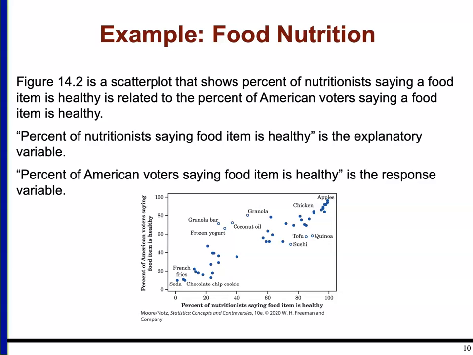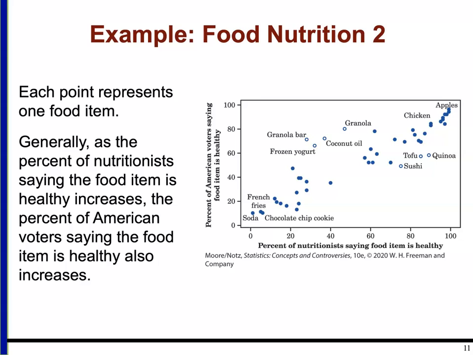But if you look at something like a granola bar, we can see here that nutritionists are ranking that pretty low. It's only at about 25 or 30% of nutritionists who say that a granola bar is healthy, whereas for Americans, it's somewhere around 75%. So there's a huge discrepancy: nutritionists think that granola bars are not very healthy, but the perception for Americans is that it is healthy. Same with granola. We also have, as Americans, a much higher perception of granola being healthy. And then on the other side, things like tofu, quinoa, and sushi, nutritionists say that those are a lot healthier than Americans are describing them.